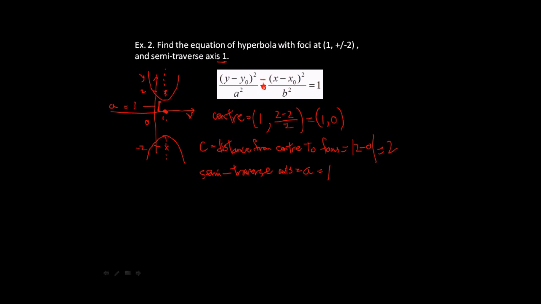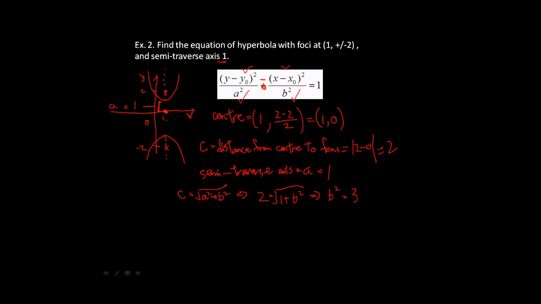Okay, and again from the formula of C, we know that C equals the square root of A squared plus B squared. So it tells us that 2 equals the square root of A squared, which is 1, plus B squared. Okay, and this will give us B squared equals 3. Alright, so now we have B squared, we have A, and we have x naught and y naught. So we have everything we need.